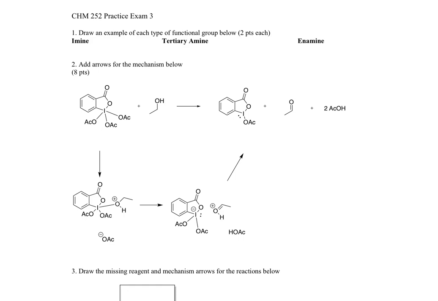So, practice exam. The first couple of questions were just about functional groups. An imine is a double-bonded nitrogen. Doesn't really matter, something like that. A tertiary amine means a nitrogen bonded to 3 carbons. So anything like that. An enamine is kind of like an enol version.